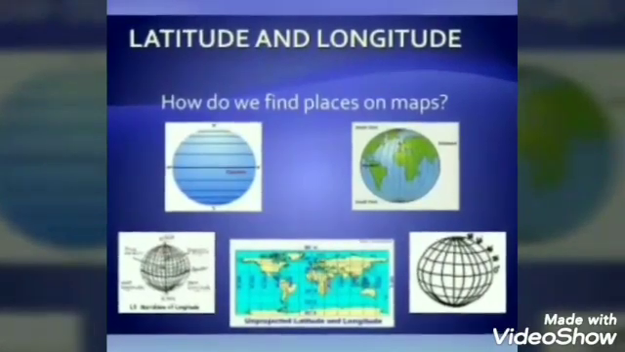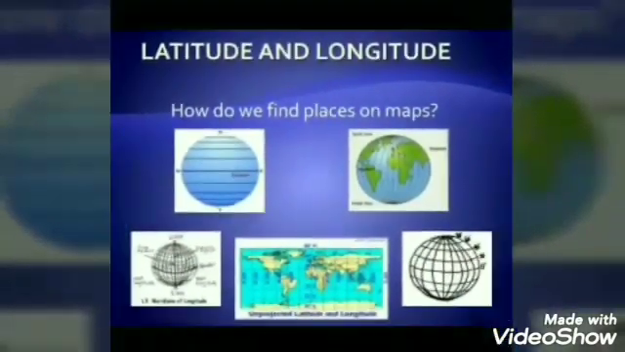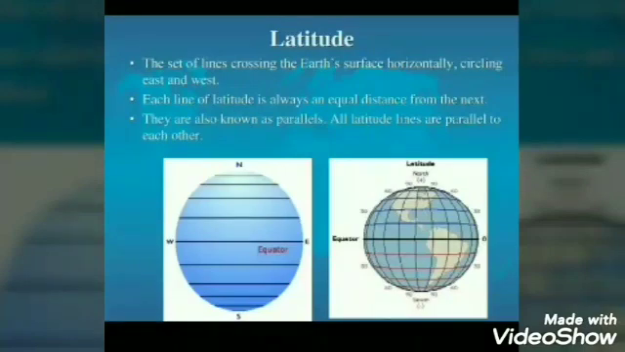Now we will discuss latitudes and longitudes. Latitudes are the set of lines crossing the Earth's surface horizontally, circling east and west. Each line of latitude is always an equal distance from the next. The full horizontal circles are called latitudes or parallels, as they are drawn parallel to the equator. The length of the parallels decreases as we move away from the equator towards the poles. The North Pole and the South Pole are points.